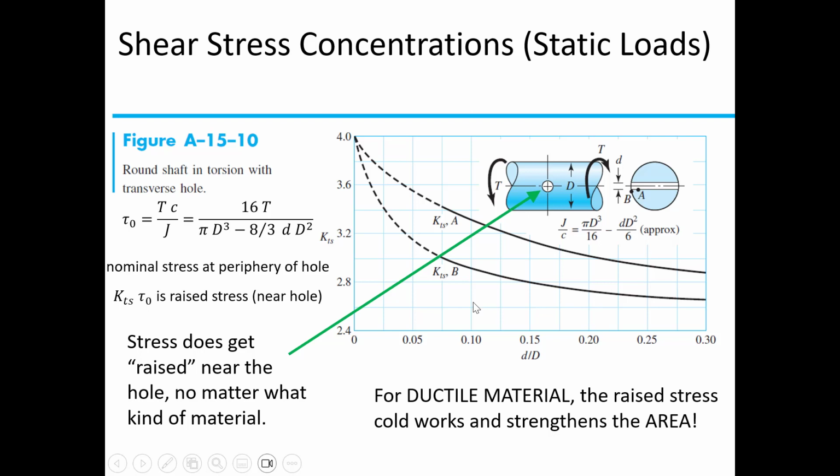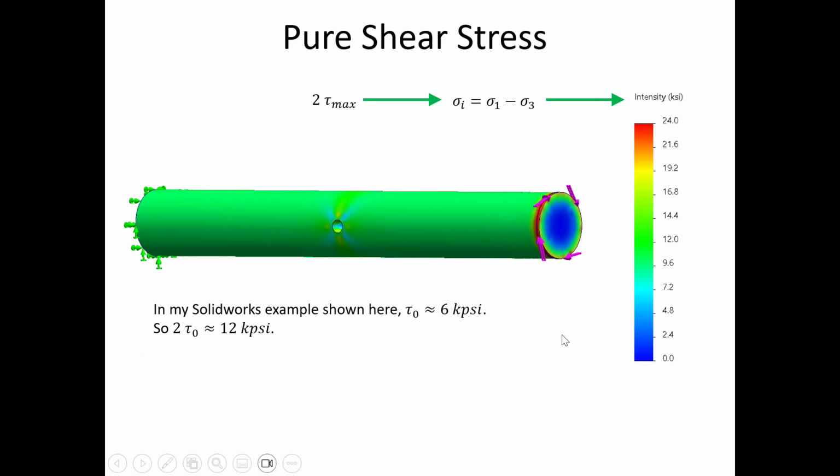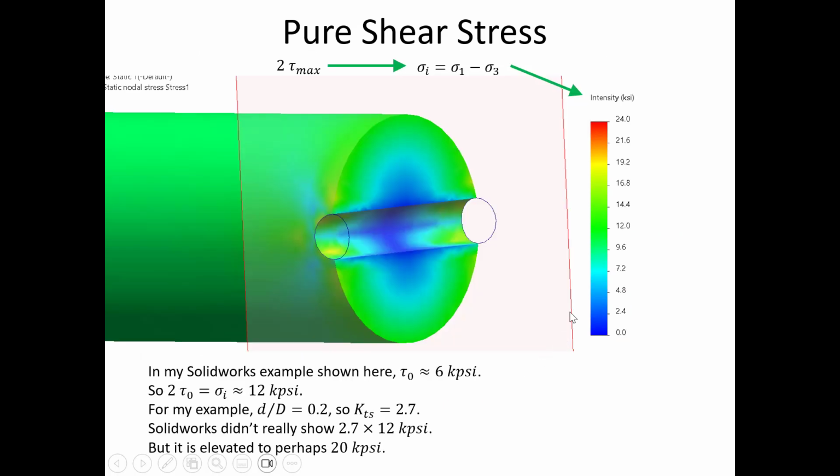0.2 should have been about 2.7-ish, maybe 6, 7. Yeah, 2.7 for the B point. And it didn't quite get that high.